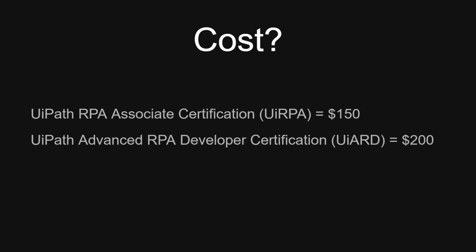All right, so the two different types of certifications, you have the associate, which is the UiRPA, and you have the advanced, which is the UiARD. So the associate certification is $150 and the advanced certification is $200.